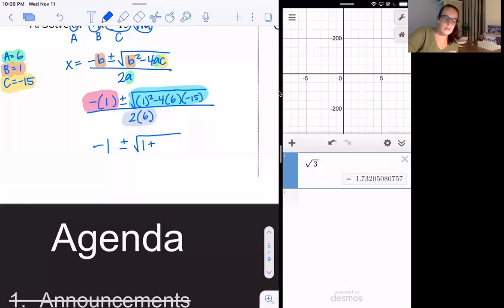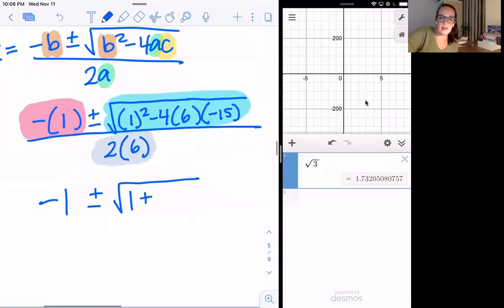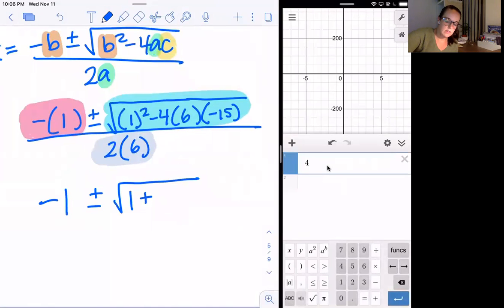Okay, so I'm thinking about this. I have 4 times 6 times 15, and I get 360. You might be wondering, what about the negative and the negative? I'll put a negative in here, negative 4 and negative 15. I see that it's positive 360, so that's why I have plus 360 here.